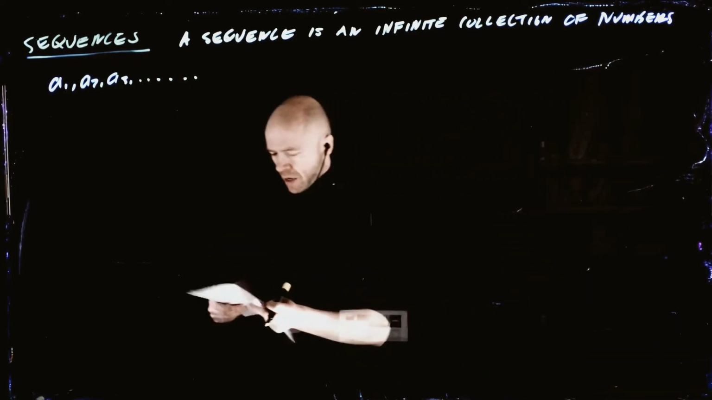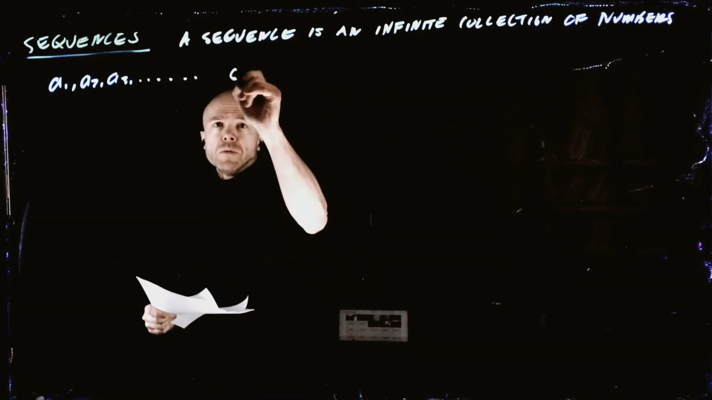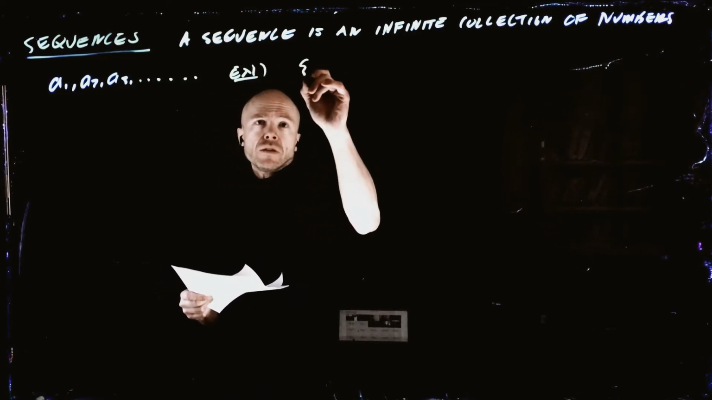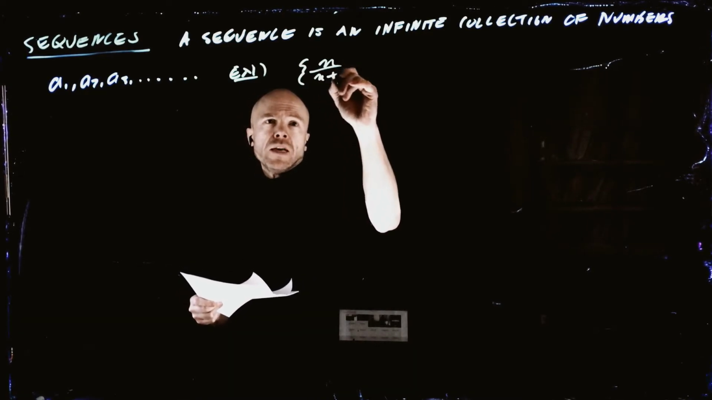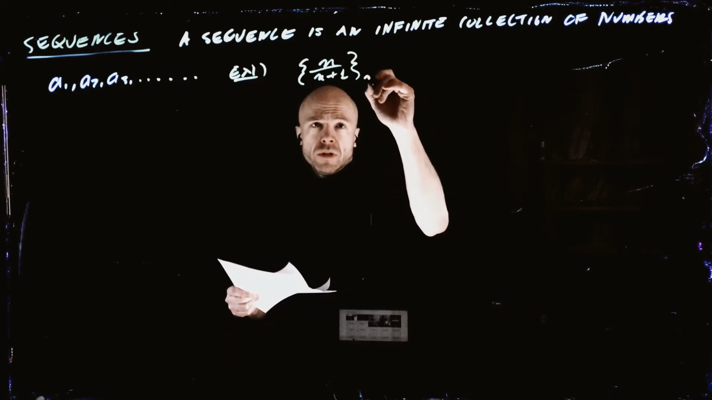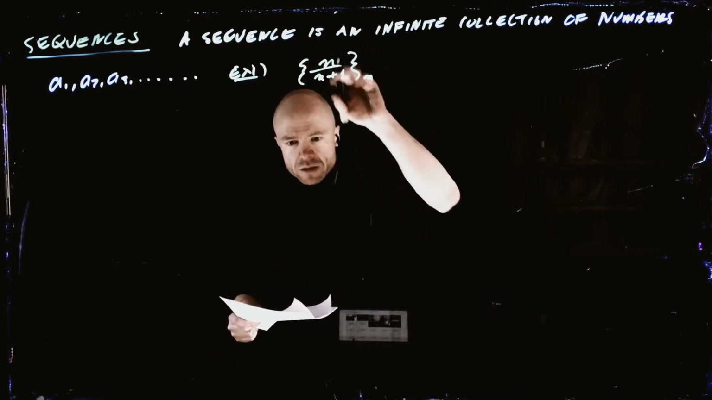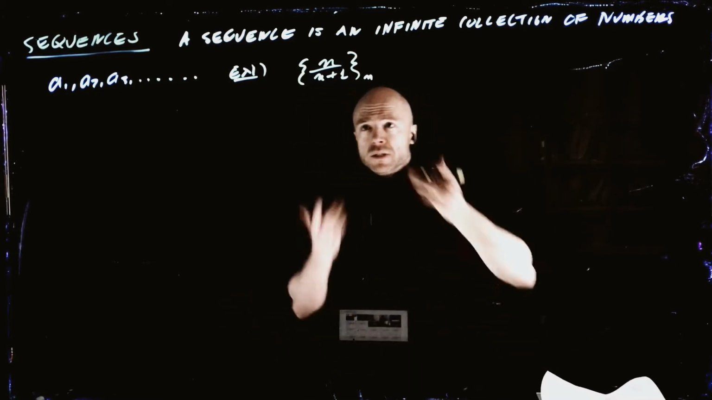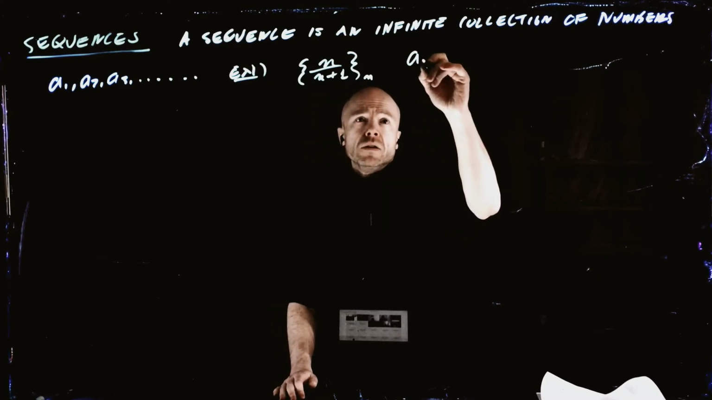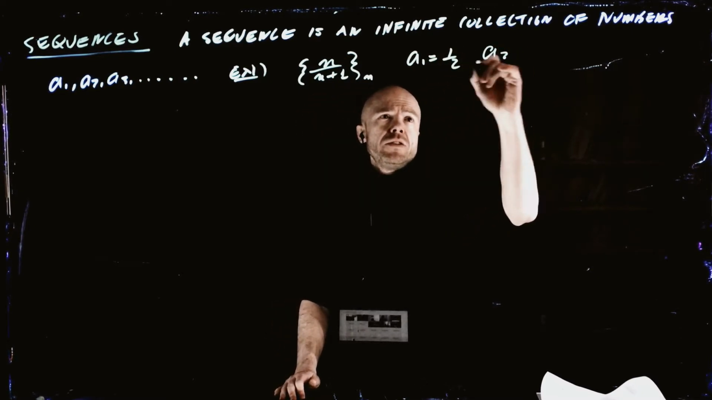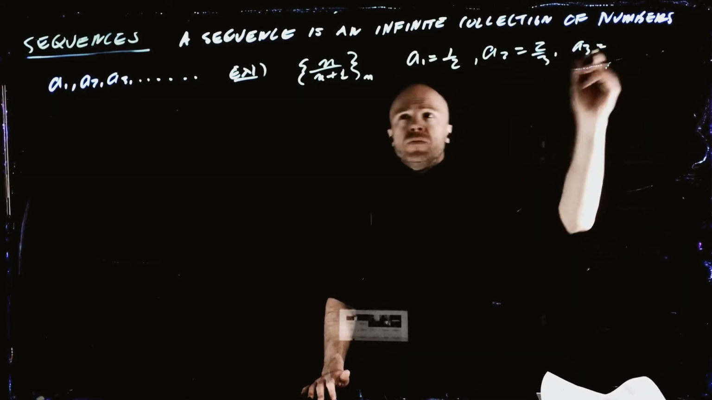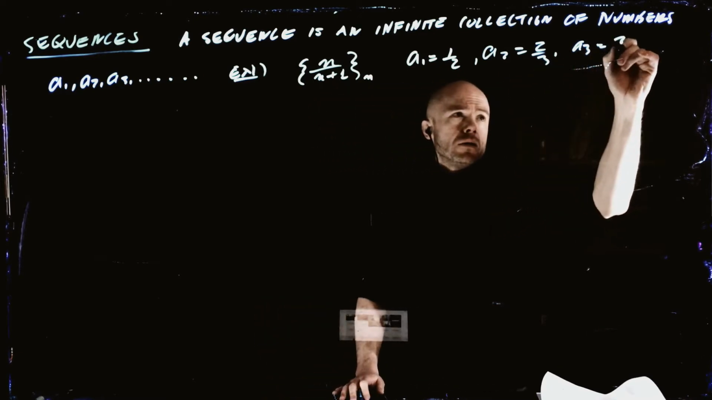So let's do some examples. First of all, example 1. We can have this thing, the collection of numbers of the form n over n plus 1. So these brackets here mean a set, and we'll put here a little n to indicate that the n is the thing that is moving. So if we have this collection, then let's just see what it is. A1 is when n equals 1, so we have 1 over 1 plus 1, which is a half, right? A2 is 2 over 3. A3 is 3 over 4, and so on.